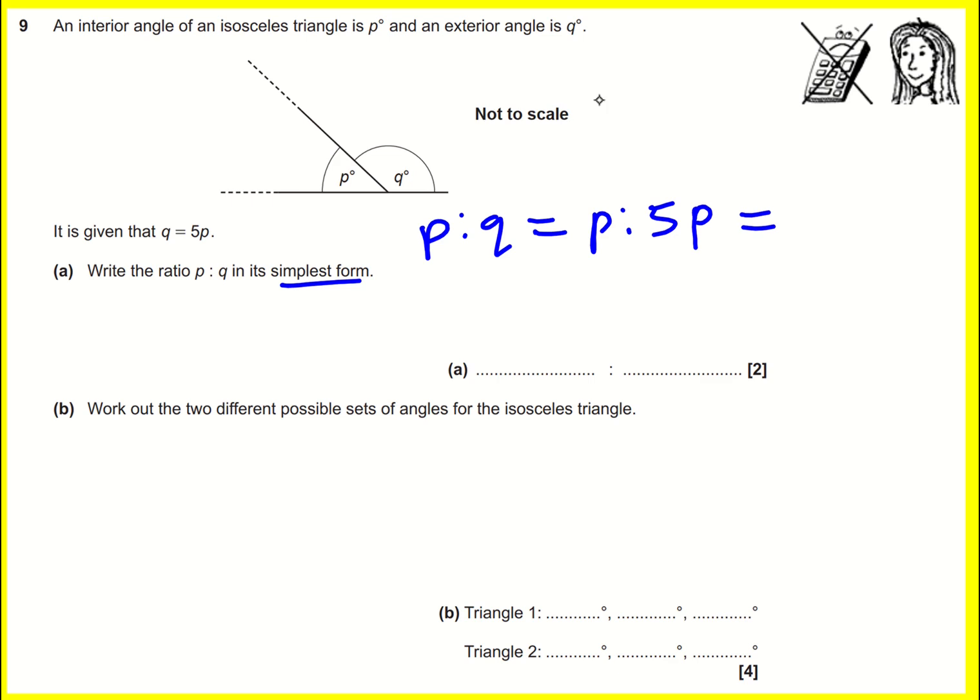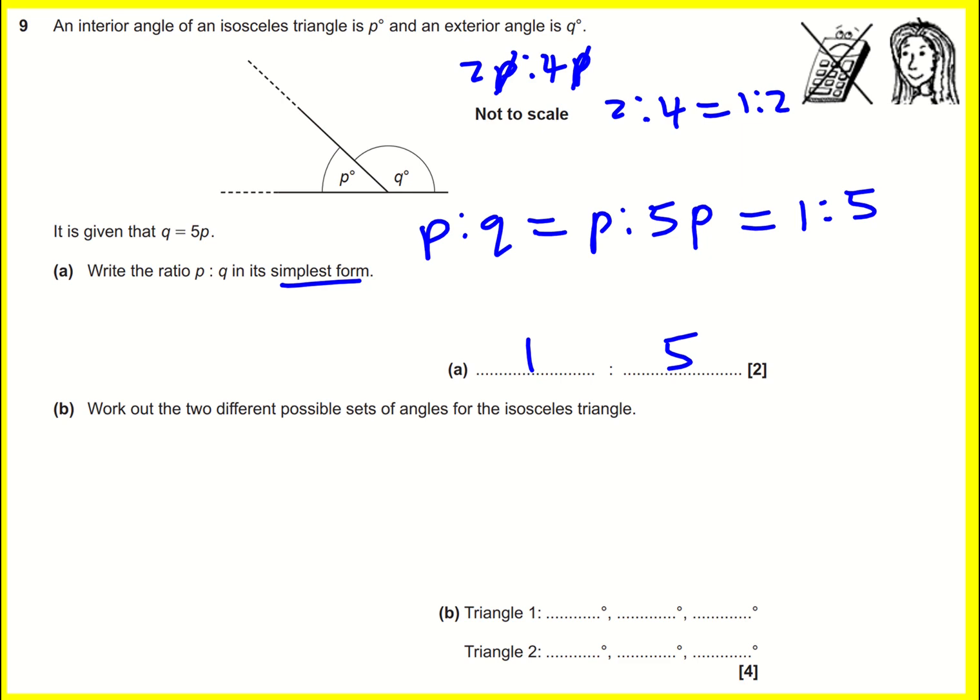So what I can do, just like if I have 2 to 4, I can divide through by 2 and make it 1 to 2. Well, if I had, I don't know, 2p to 4p, I could divide through by p, and I could just get rid of it and change it to 2 to 4. So I can do the same thing here. I can divide through by p, and I'm actually going to get 1 to 5 as my ratio.